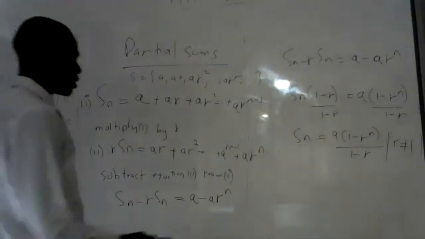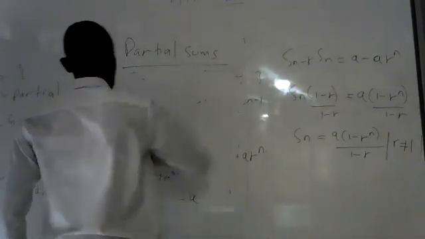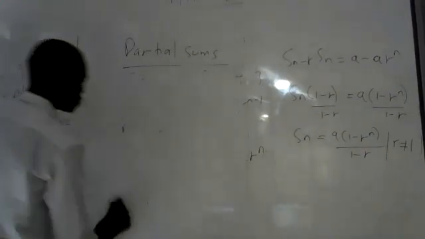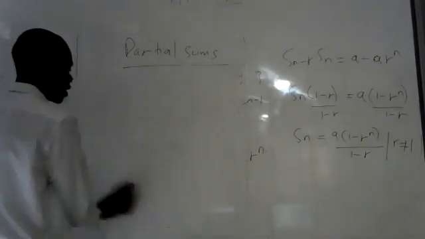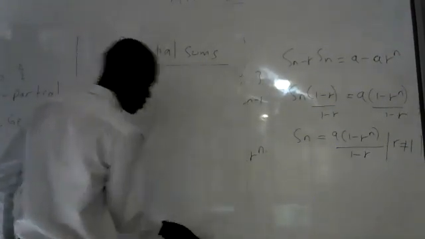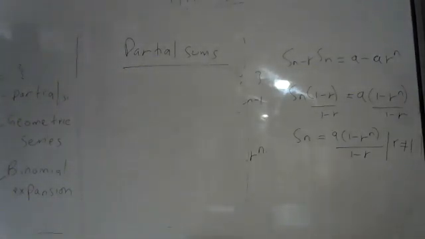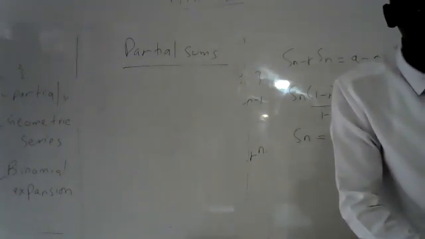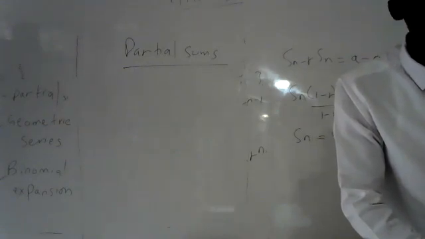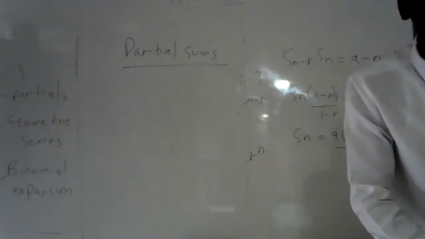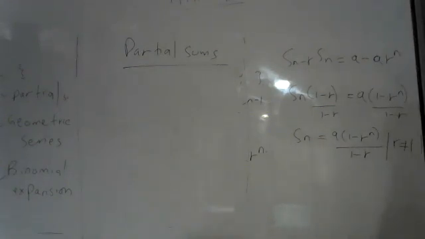Now someone might ask, how do we find the sum of terms in a geometric sequence where the common ratio is 1? Any guess? How will you find the sum of terms in a geometric progression in which the common ratio is 1? Any trial? Now I'm asking about when the common ratio is 1.